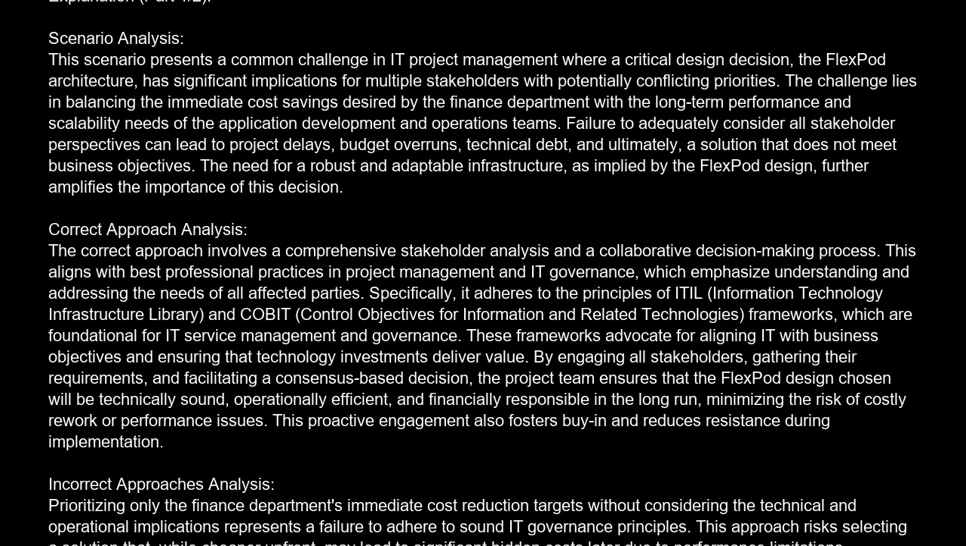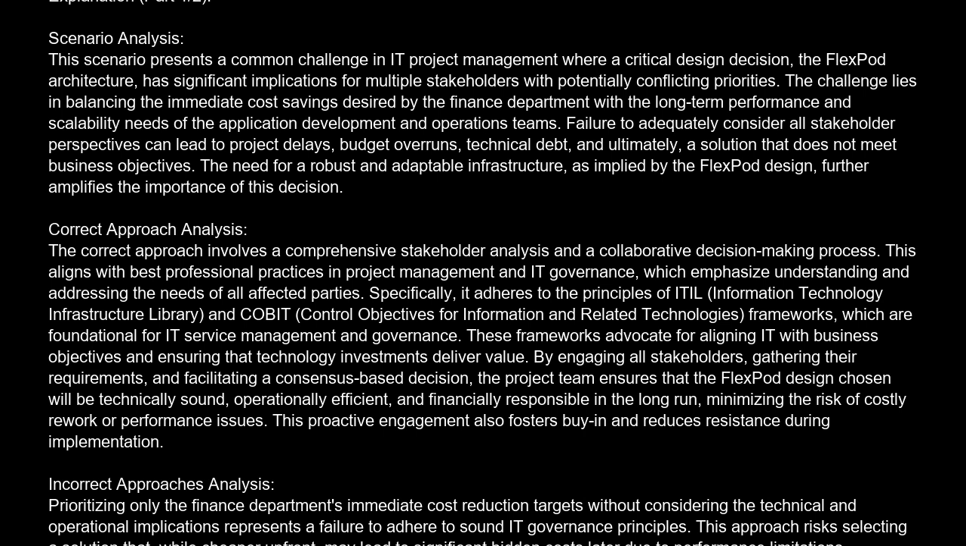The correct answer is C. Conduct a thorough stakeholder analysis to identify all requirements and constraints. Facilitate a collaborative workshop to evaluate potential FlexPod configurations against these requirements, and reach a consensus-based decision that considers total cost of ownership, performance, and operational manageability. Explanation.